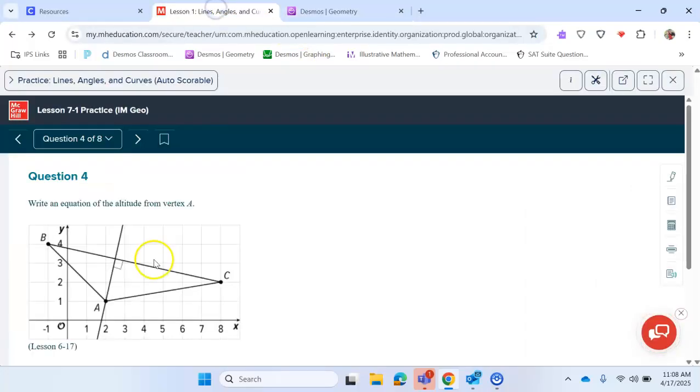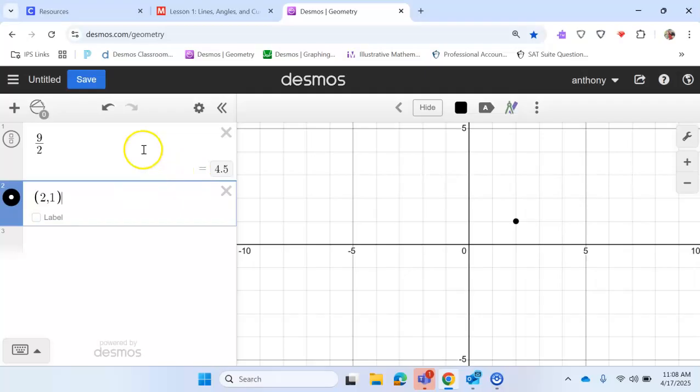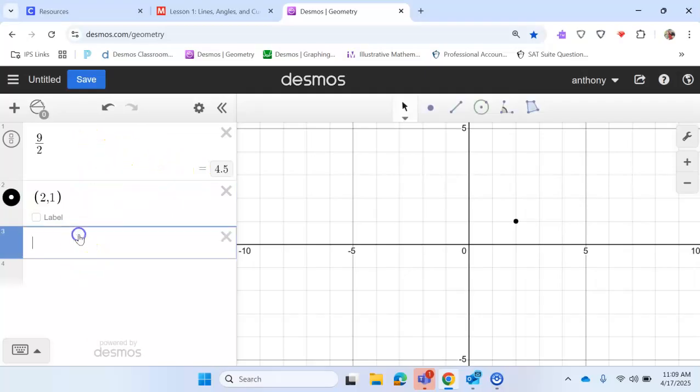So we're going to use this point, 2 comma 1, and the slope of 9/2. So we take y minus the y value, which is 1, equals the opposite reciprocal slope, which is 9/2. 9/2 is the opposite reciprocal of -2/9, right? Times x minus the x value, which is 2.